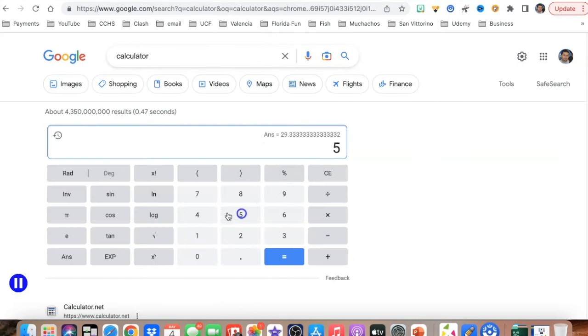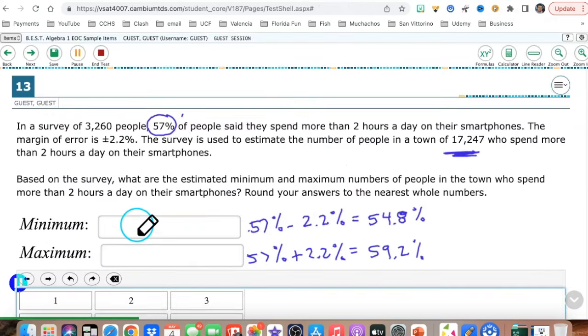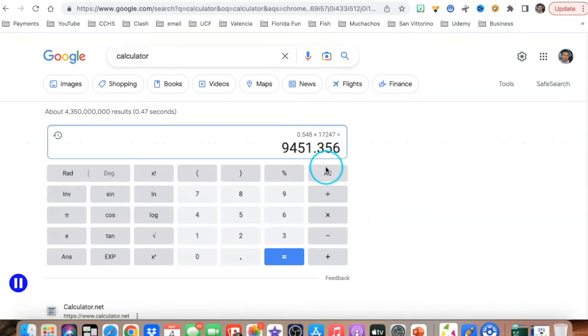First of all, 54.8%. How do I do a percentage as a decimal? I have to divide by 100. And now my percentage turns into a decimal. Now this times the value, which is 17,247, the population of the town, and that's 9451. So we'll run that in a minute. We need to type it here. That will be my minimum.